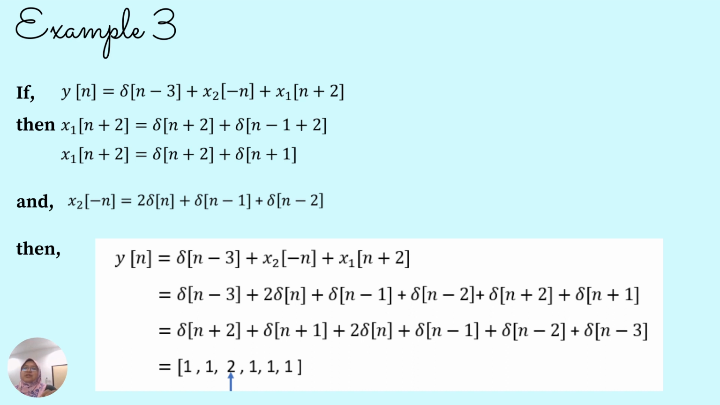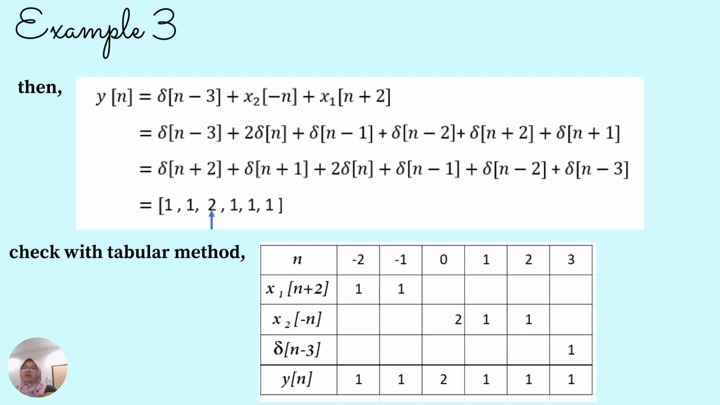Then again, we can check with the tabular method. Okay, guna table. So you have x1n plus 2, then x2 minus n, then you have delta n minus 3. Delta n minus 3 ni kena gerak 3 kali lah. 0 ke 1, 1 kali, 1 ke 2, 1 kali, 2 ke 3, 1 kali. So 3 kali delay. Then you tambahkan semua, then you have the same values as yang you buat tadi.